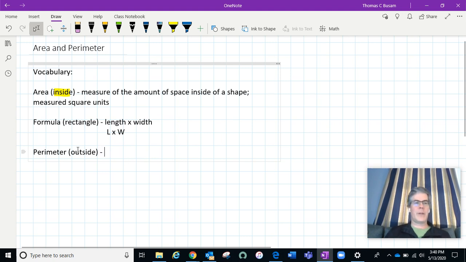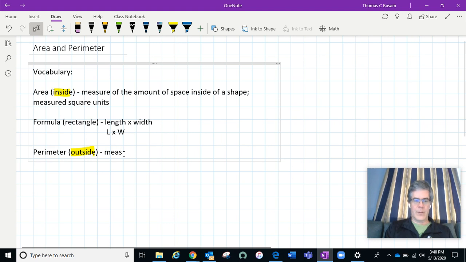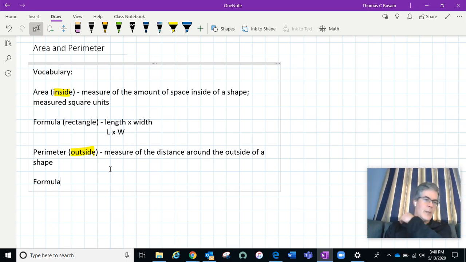Perimeter, on the other hand, we're looking at the outside, and that's the key there, outside. Perimeter is a measure of the distance around the outside of a shape. And the formula, again, is going to depend on the shape. It's going to be different for a rectangle or a triangle or a circle, where there's another word for it.